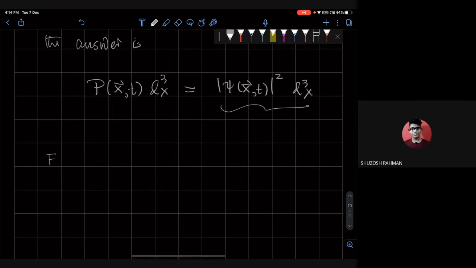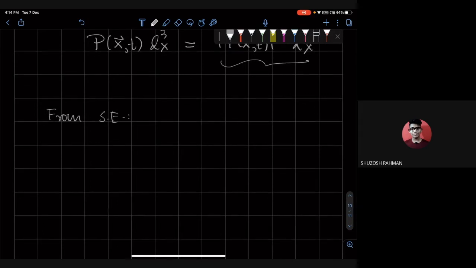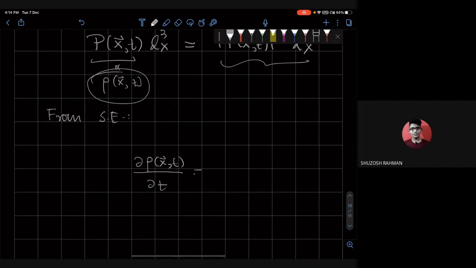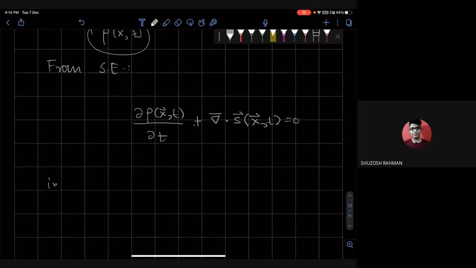from the Schrodinger equation we can derive the following. The probability density is often called rho(x,t), and from the Schrodinger equation we can actually derive a differential equation for this. And it's an equation for an incompressible fluid. Okay. So this is the continuity equation, and this equation is valid in the absence of any sources or sinks. If there's a source or a sink, the right-hand side will not be zero.